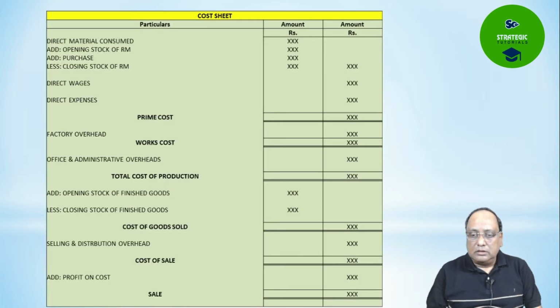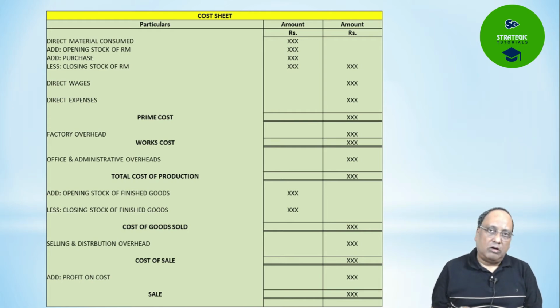Now I am coming to one of the most important topics, that is cost sheet. Cost sheet is the basis of costing. When you produce some items, you have to ascertain what is the actual cost of that product, so that you can add the margin and you can sell. So it is very important.